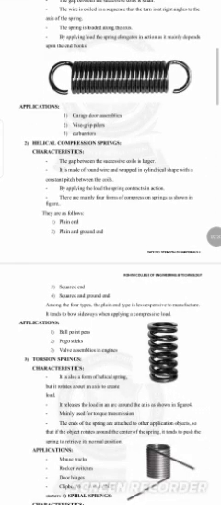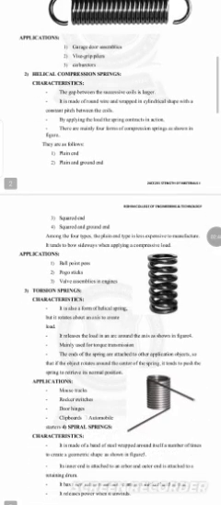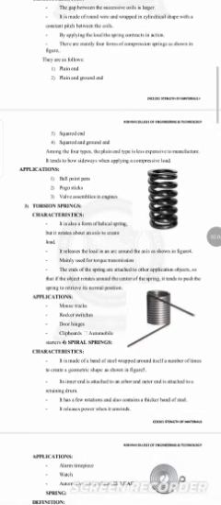Helical compression spring characteristics: the gap between the successive coils is larger. It is made up of round wire wrapped in a cylinder shape with a constant pitch between the coils. By applying the load, the spring contracts in action. There are mainly four forms of compression springs shown in the figure: plain, plain and ground, square, and square and ground end. Applications are ballpoint pens, pogo sticks, and valve assemblies in engines.